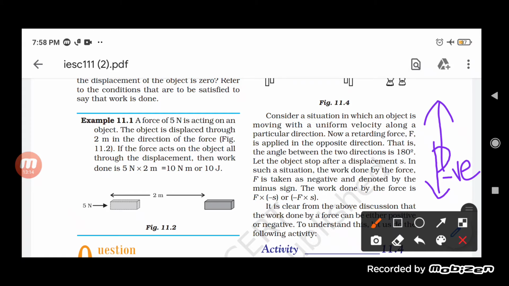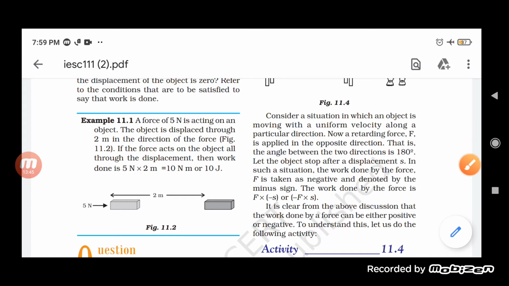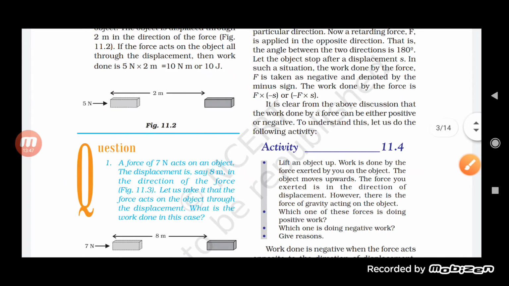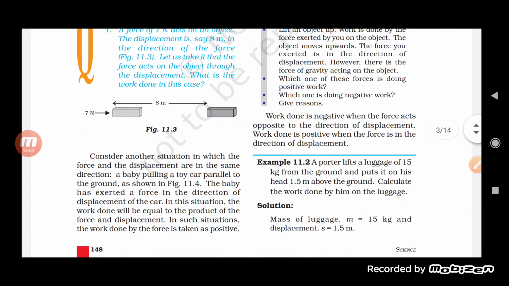So by this we have understood one thing: if the force acting on an object and the displacement occurring on the object are both in the same direction, then the work done on the object will be positive work done. Second, if the force applied on an object and the displacement are in the opposite direction, then that kind of work will be what? It will be negative work done. Okay, so this is how we can say that work can be positive or work can be negative also.